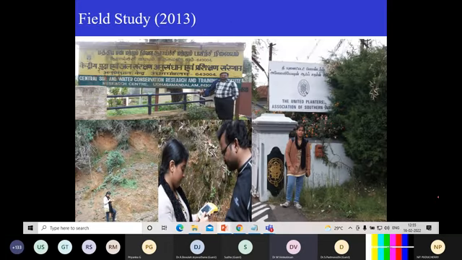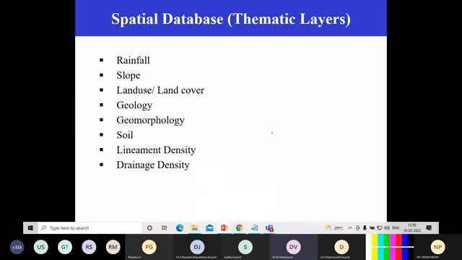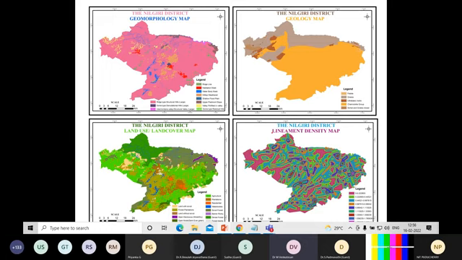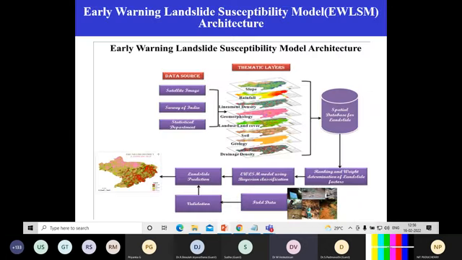So this is our field study for this landslide. This is called the Central Soil and Water Conservation Research and Training Institute. It is located at Ooty. She is my JRF. This is the data which is collected in the field study. We have used our device to collect the data. These are the special databases we have created, and these are the different maps we have used for this landslide study. And this is the complete architecture of our model.